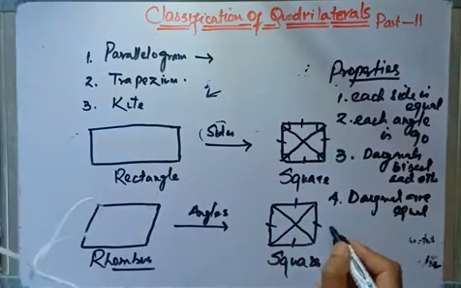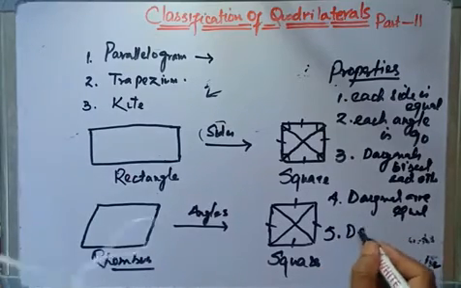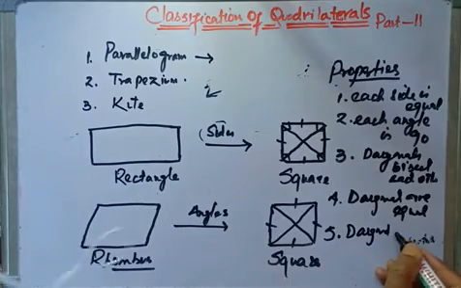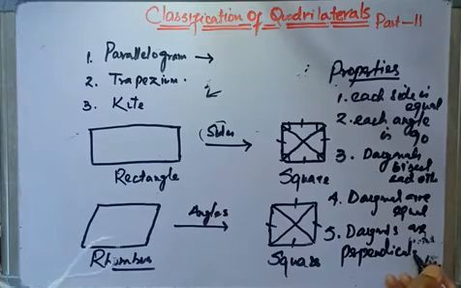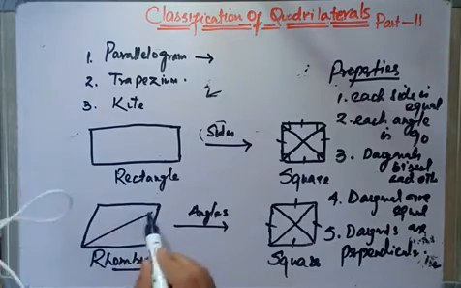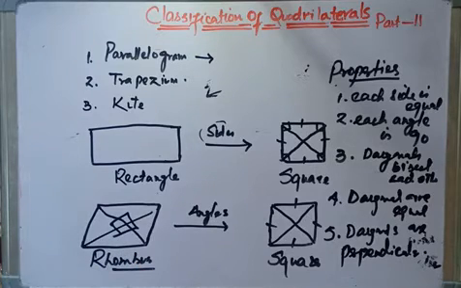Now number five is diagonals are perpendicular. This property of a square comes from the rhombus. You can see that in a rhombus the diagonals are perpendicular. But see, in this square the diagonals are also perpendicular. So diagonals are perpendicular, and this property of a square comes from the rhombus, right?